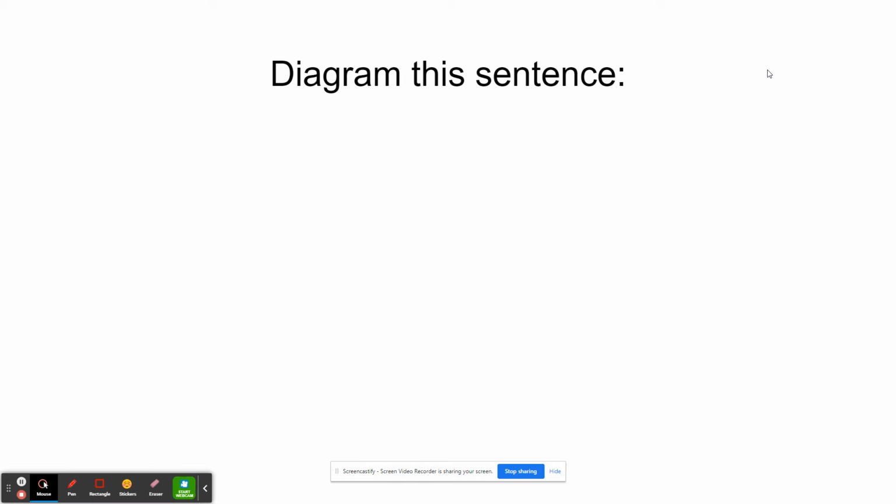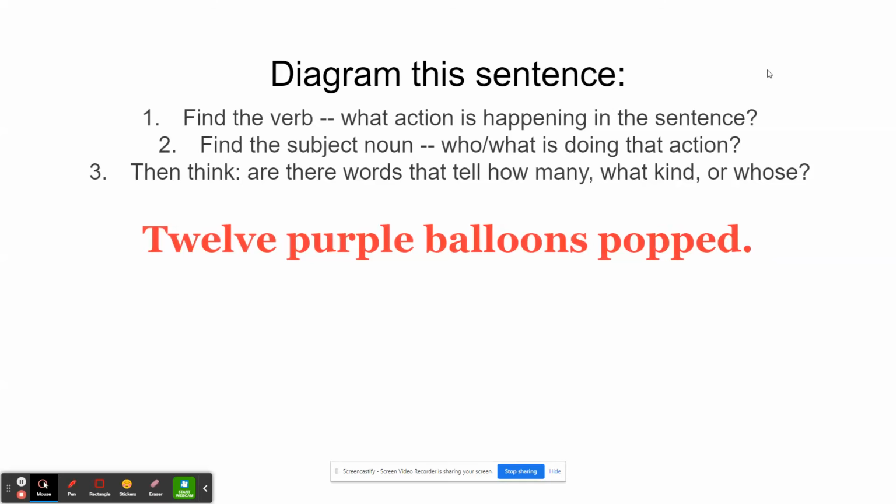Maybe you've left your diagram model there. Right? You know you're going to start with that core. 12 purple balloons popped. Ooh, don't make this one quite so long.